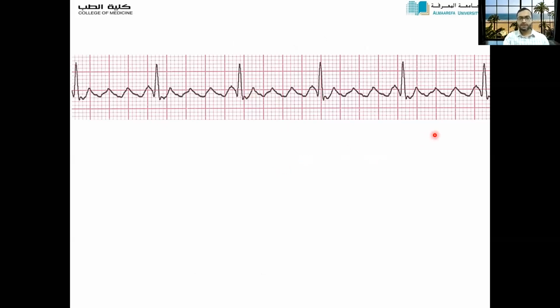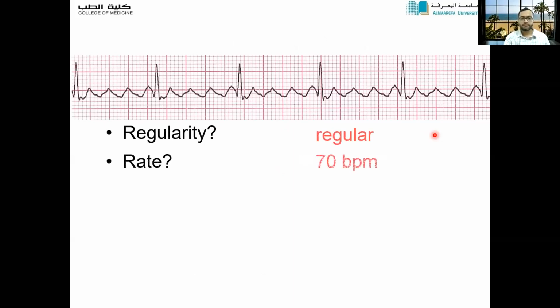Again, the same 5 steps you have to follow. Regularity: it's regular. Rate: you see 70 beats per minute. Are there P waves? Some may say that these are P waves. No, these are not normal-shaped P waves.